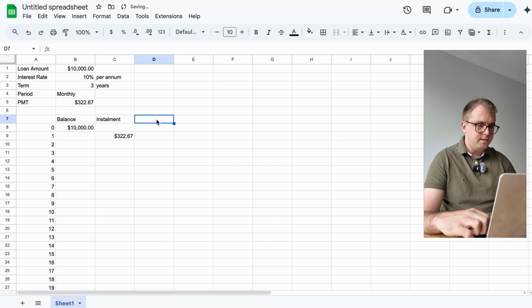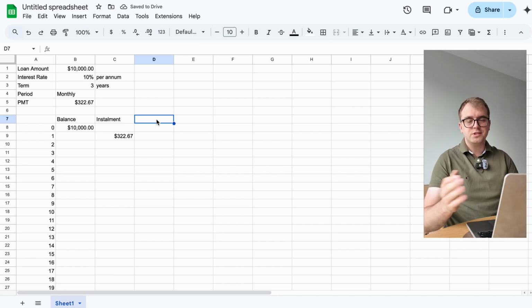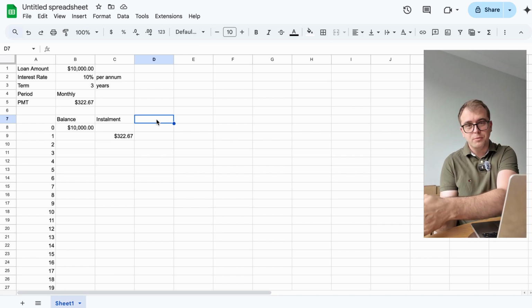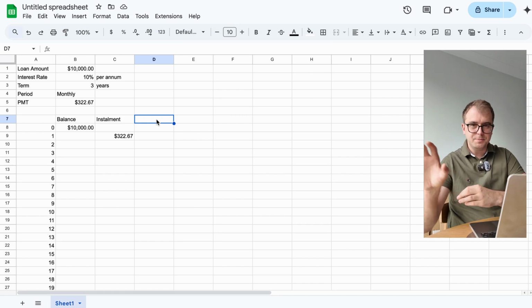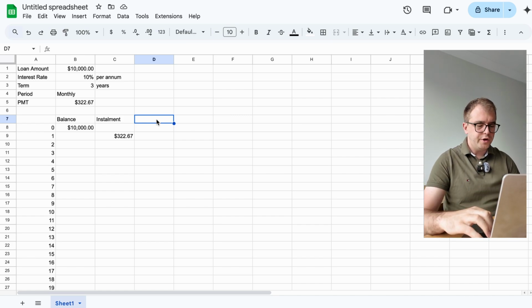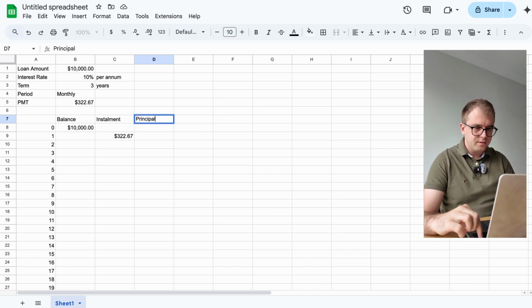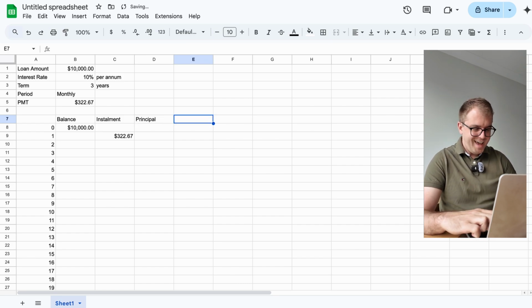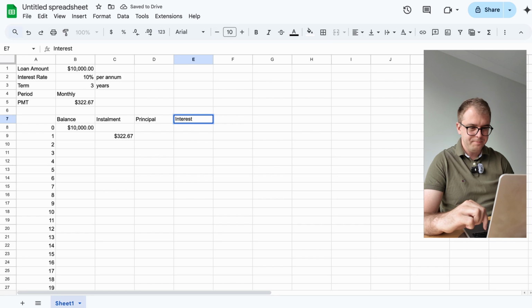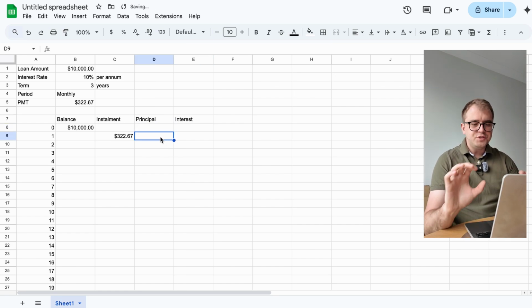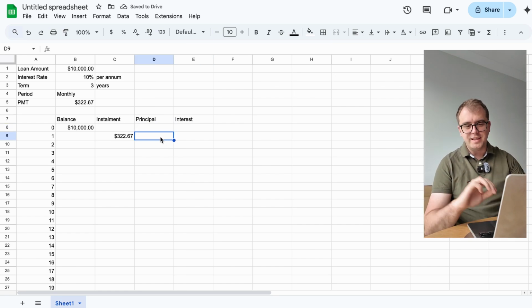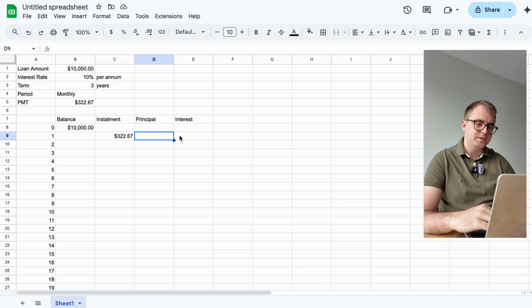The next thing we need to look at is how we break down this installment. This $322 isn't all principal because we have an interest rate. So it's principal and it's interest. So we start with principal. There we go, spelled it right. And interest. There we go. So these two things, principal plus interest, equals installment. So there's two different components.